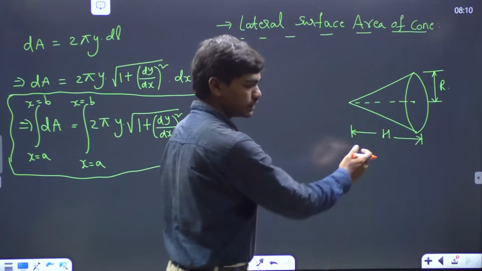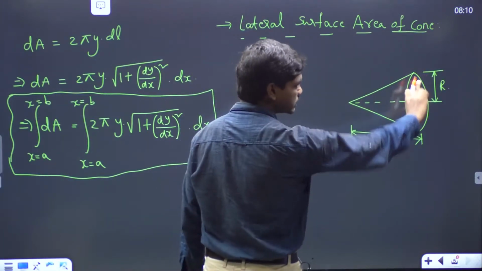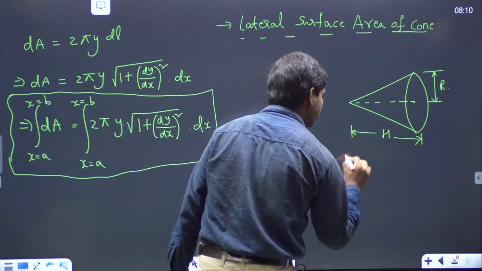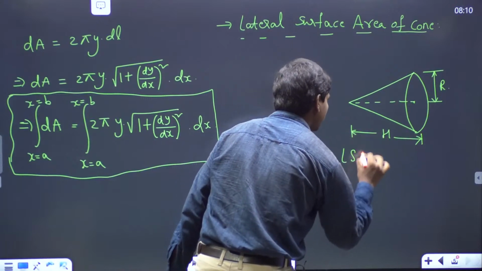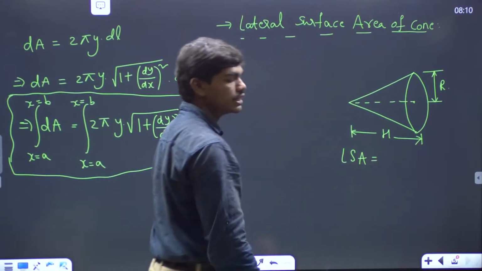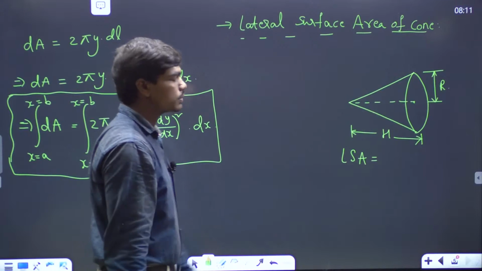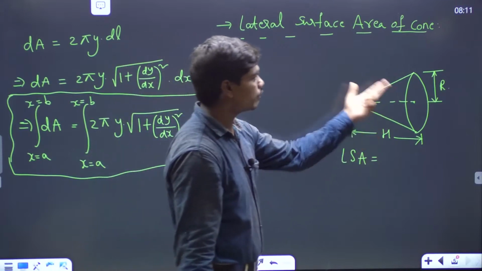So see here, if this is the case of a cone where the radius is r and the height of the cone is h, then what could be the lateral surface area of the cone? You might have studied it in your schooling. So tell me the answer. I hope all the doubts are clear so far. So please tell me the lateral surface area of the cone.